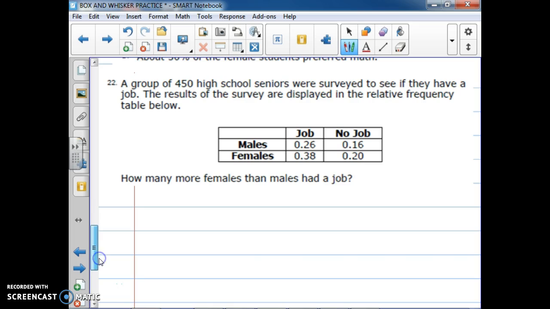Okay, the second example, we have a group of high school students. A group of 450 high school seniors were surveyed to see if they have a job. The results of the survey are displayed in the relative frequency table below. So how many more females than males had a job? All right, so I have a table here that has the relative frequency or the percentage. So I need to change that so that I can see what the actual frequency is. And if you recall, before we started, we wrote down this formula. The frequency equals the percentage times the total.